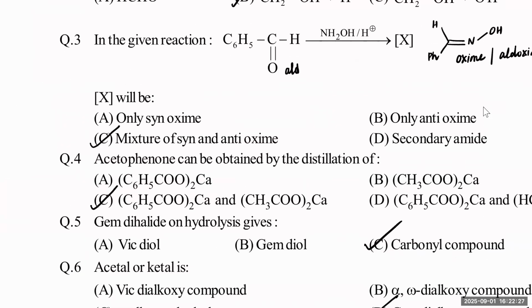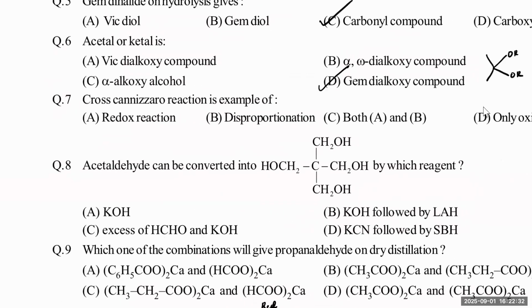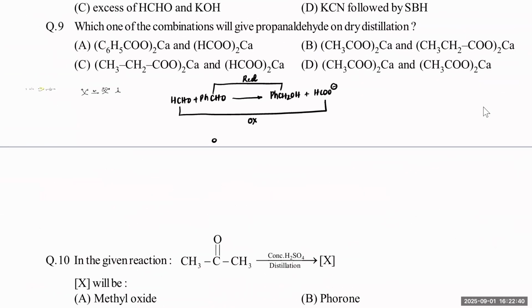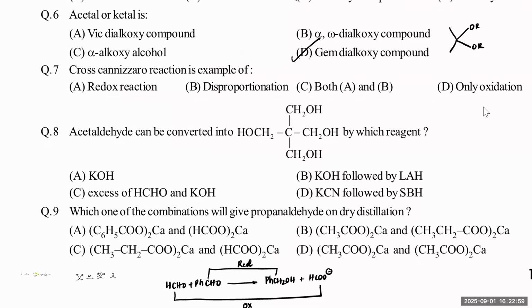Now, next thing, what is the other form we have? It is undergoing disproportionation. When you are using the word cross Cannizzaro, that means you are only asking for the cross product. In the cross product, there is no disproportionation. There is only a redox reaction. Disproportionation means the same molecule should give you oxidation as well as reduction. That's not happening, so there is no disproportionation. Only one thing is happening, that is redox reaction.